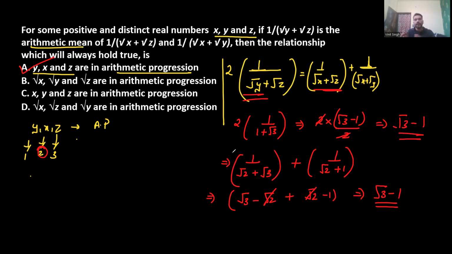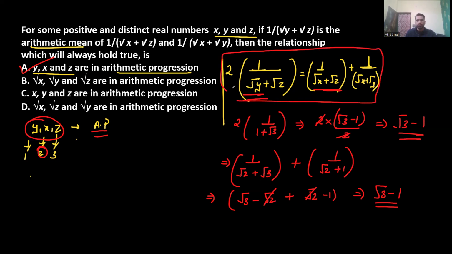So we can say y, x and z are in AP. Because they are in AP, we put the values as 1, 2, 3. These three terms, 1, 2, 3, are in AP and also satisfy this equation. So we can say option A will be the right one. Now next one.